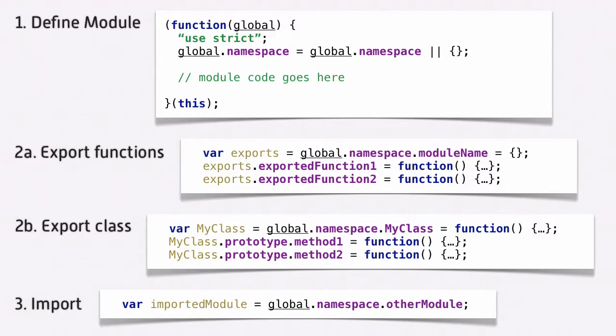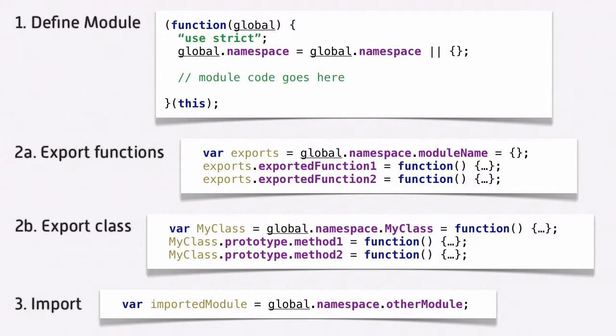Let's take a look at how this would work if you were using it in your own program. Again, there's three things we care about: defining the module, exporting functions or classes, and importing. To define a module, what you're going to do is create an immediately invoked function expression. That's the IIFE. It's function global that you see at the top with the this passed in. Passing in this and then having the global parameter is kind of a fancy way of assigning our global to a variable named global. You don't have to do that. You could use window directly, but I think this is a little more expressive.